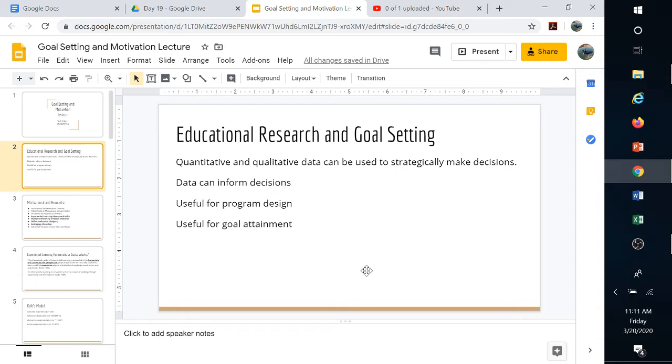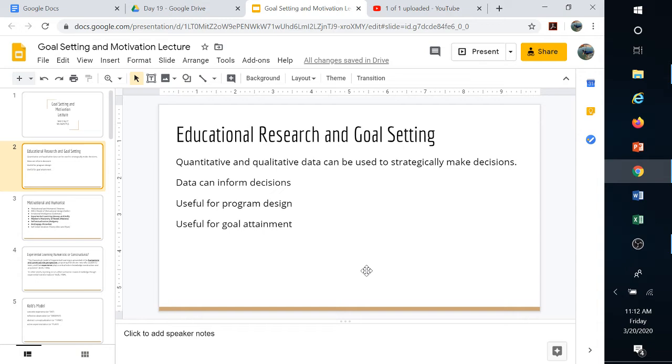So data can help us make decisions, and it can be useful for program design, and it is really useful for goal attainment. So let's think real quick. I know in the previous module we talked about fitness, but anytime that you set a goal, you need to do it based on informed decisions. Why are you making that? Is this just right off the top of your head? The reason that becomes important is you need to see if these are even realistic. Can you even do this? Is it even something that's worth your time?